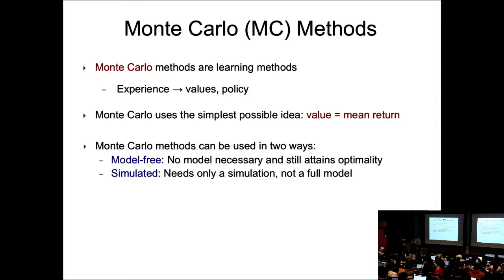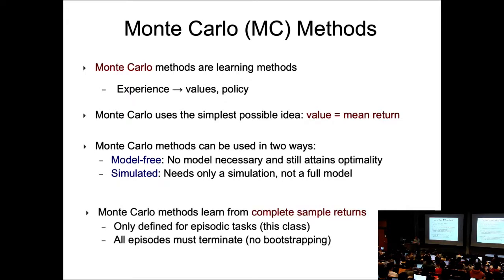Now, Monte Carlo methods can be used in two ways. There is something called model-free methods, where you don't necessarily have to have a model of the environment, and you still get optimality, which is important, and also simulated. You only need a simulation, not a full model, right? You need to be able to simulate something, but not necessarily have a full model of the world. And we'll see some examples of that as well.